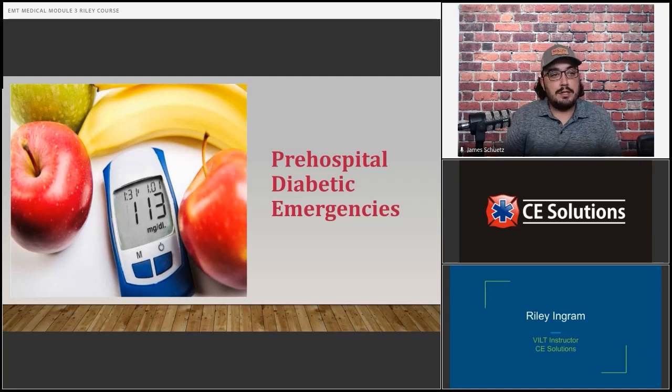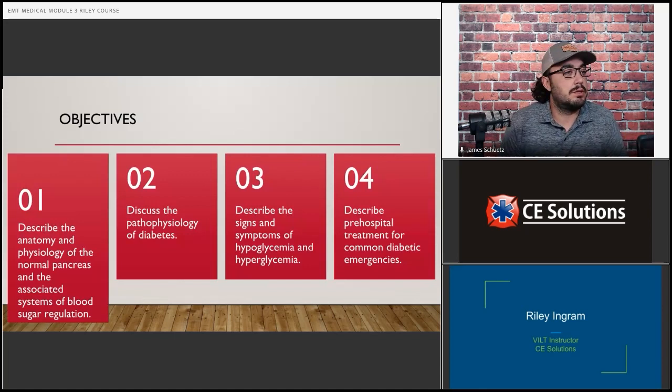So jumping right into this, pre-hospital diabetic emergencies. Some objectives we're going to cover today. We're going to describe the anatomy and physiology of the normal pancreas, and the associated symptoms of blood sugar regulation. How does the body do this? We're going to dive into that, the what ifs, the what nots, all that good stuff.